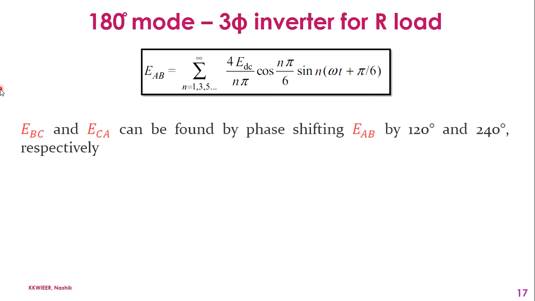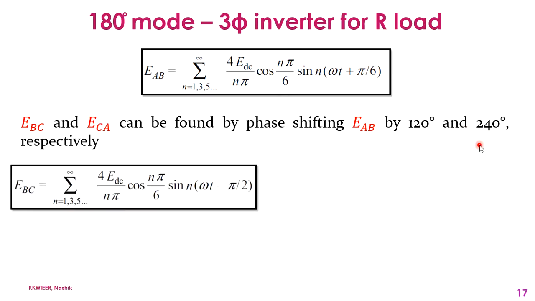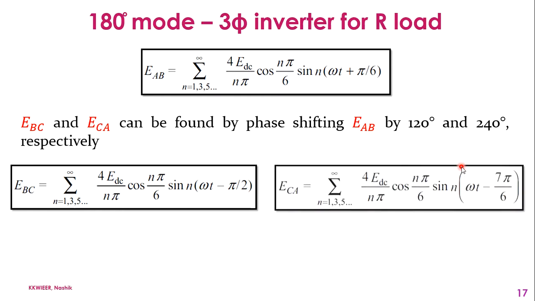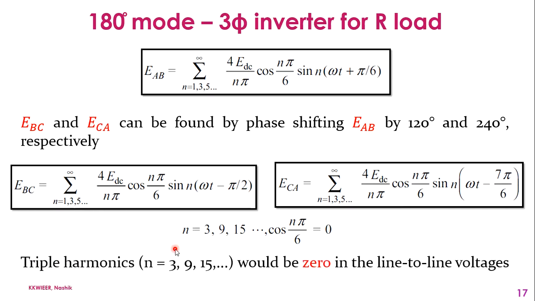So similarly, ECA and EBC can be found by phase shifting EAB by 120 degree and 240 degree respectively. So EBC is given by this expression, whereas ECA is given by this expression by adding the phase shift, where n is equal to 1, 3, 5 and so on. Substituting the value of n in this cos n pi by 6, which is in every expression, we will get the value 0 for n equal to 3, 9, 15. So the triple harmonics of these expressions would be 0 in the line to line voltages.